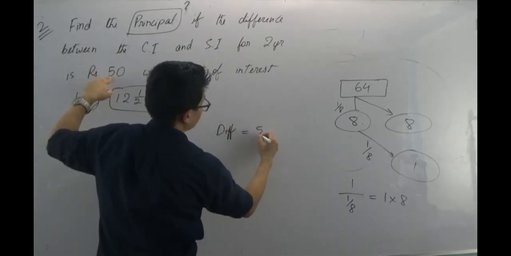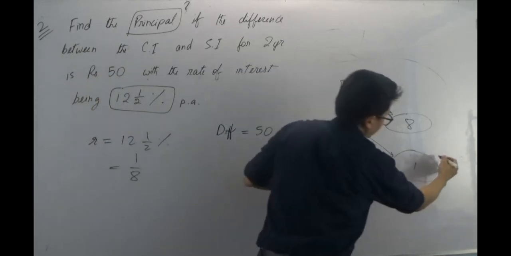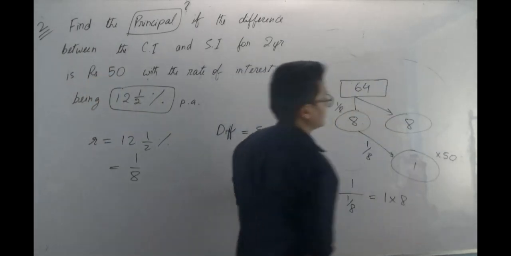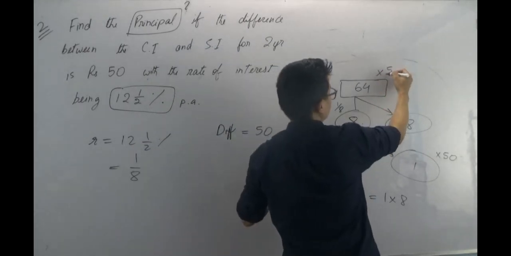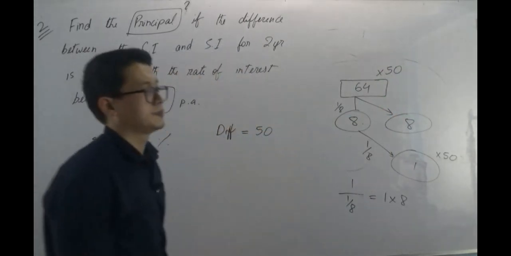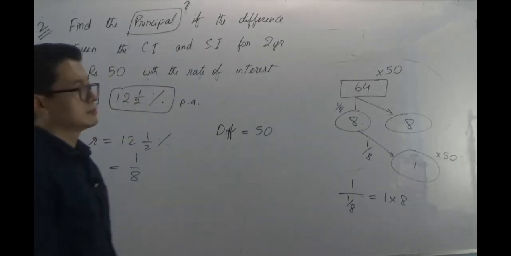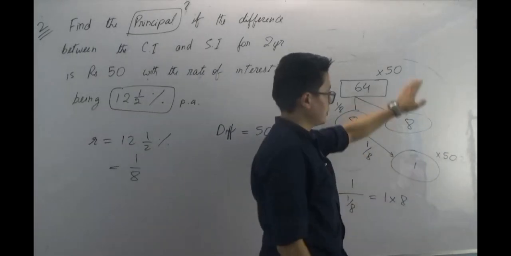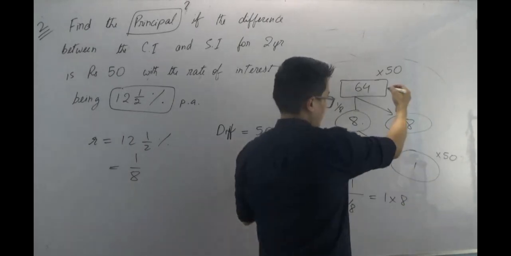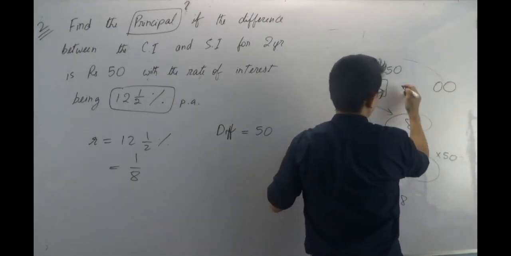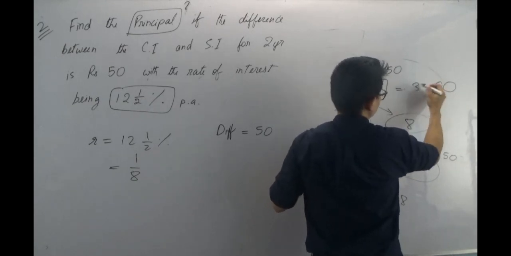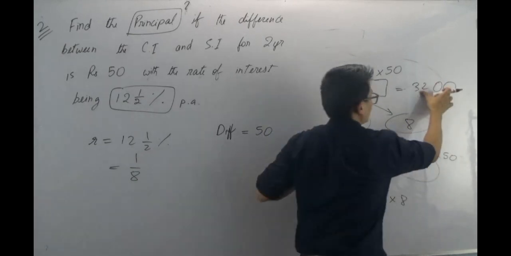The question says this one should become 50. Okay, the principal. There is 15 to multiply. If you multiply here, you have to multiply here with the same number. So what do I get here? 0, 0. I got 2, carry 5, 6, 3, 2.